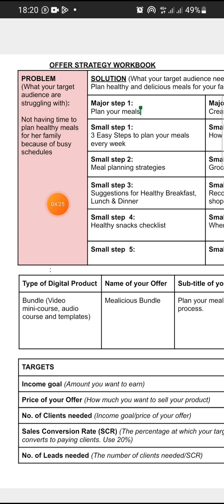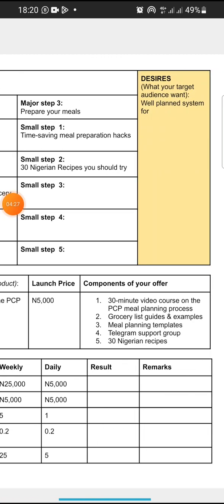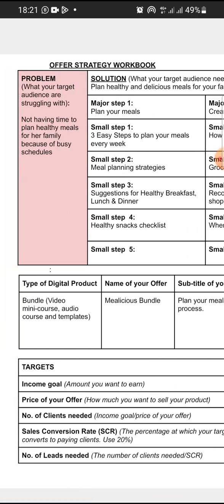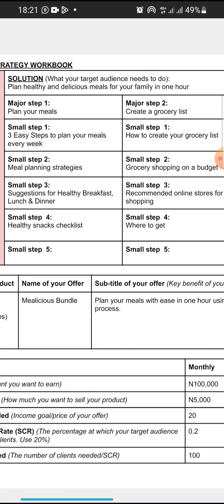So that can be the problem. And then the desire can be maybe a business, a six-figure business that brings passive income. Do you understand? So I'm just trying to give you an idea of how the problem and desire aspect should be written. Then when you are done writing out the problem and desires of your target audience, it's now your turn to work on the solution.